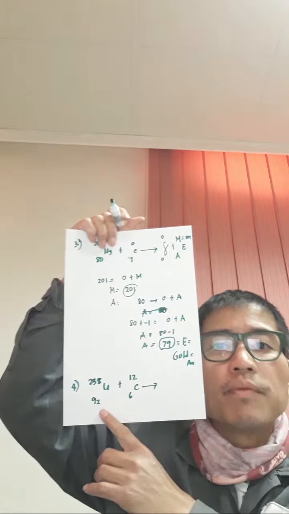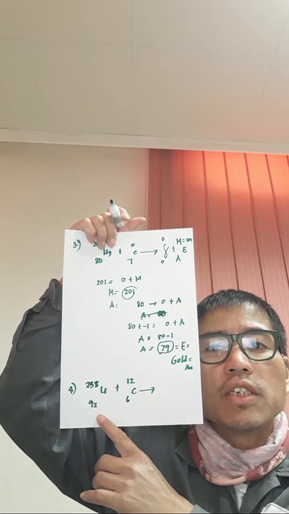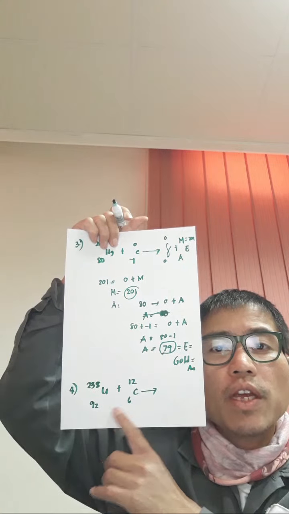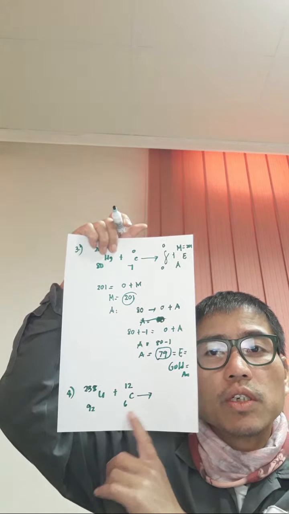Like this. Okay, we have here 238, number 4. 238 uranium plus 92 plus 12 6 carbon is equals to... Number 4, this is the nuclear reaction. In here, in the fusion, this will produce a neutron.